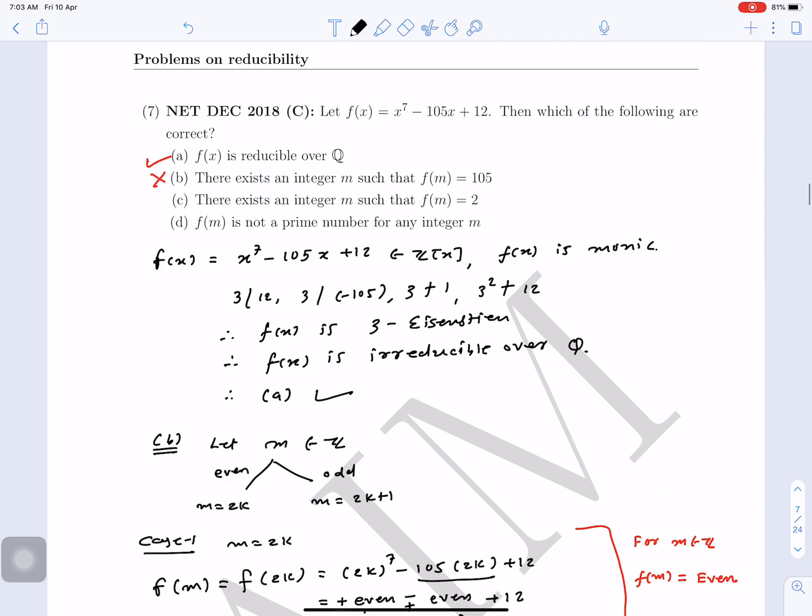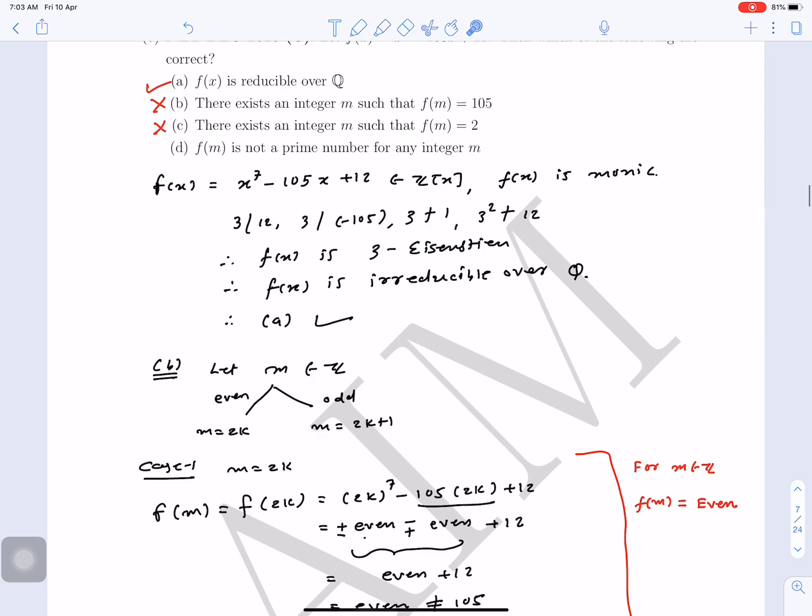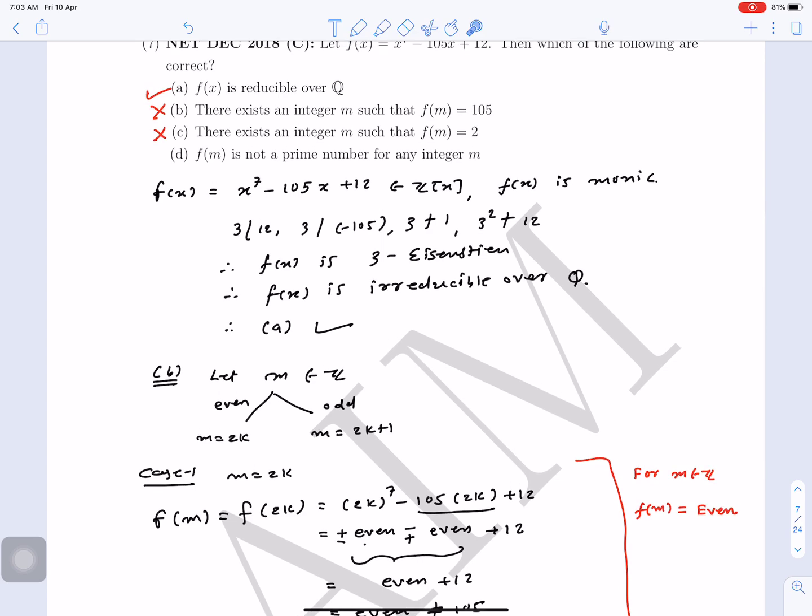And in option C, they say that there exists an integer m such that f(m) is equal to 2. So option C is wrong. And now option D. Option D says that f(m) is not a prime number for any integer m. So yes, f(m) is not 2, and if you consider any prime other than 2, then it is odd. So f(m) is always even.